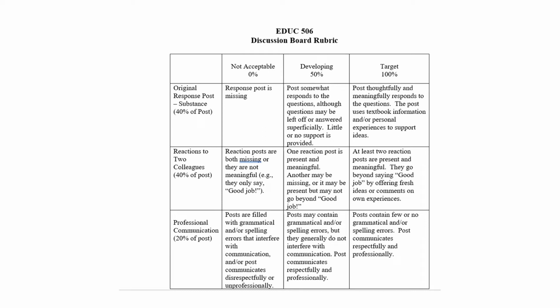Discussion boards are graded with the rubric that you see here. 40% of your discussion board score comes from your original post, 40% comes from reactions to two colleagues, and 20% comes from what I call professional communication. Are your posts spelled correctly? Do you use correct grammar? Are they respectful?